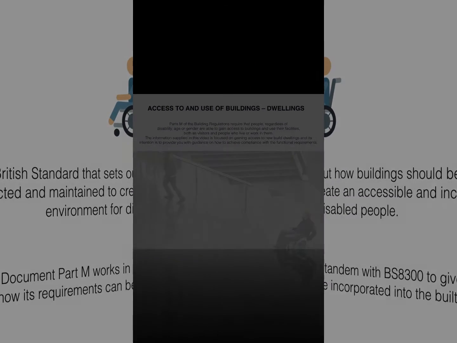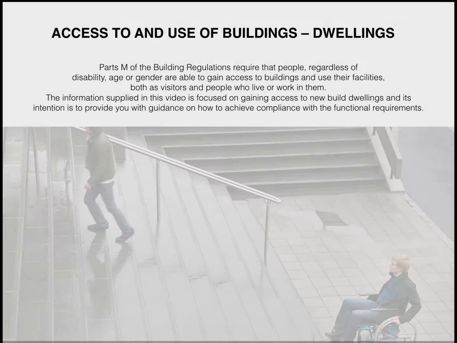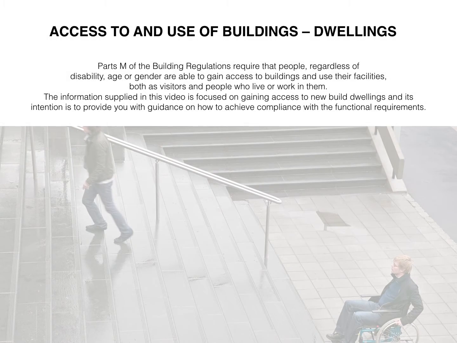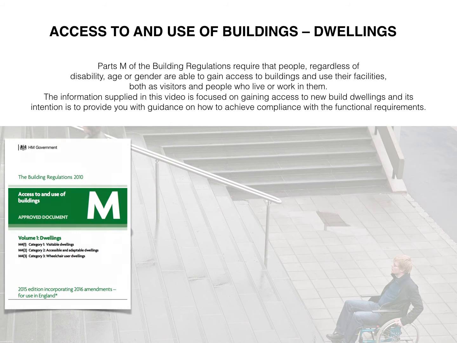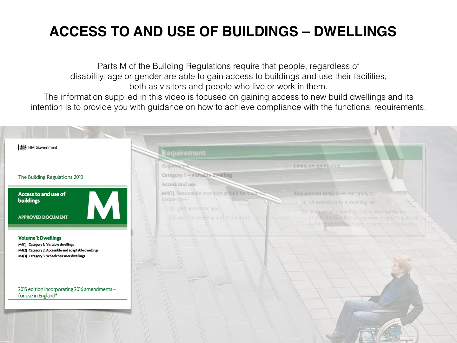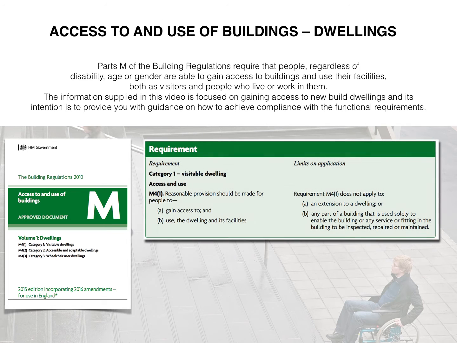Part M of the building regulations require that people, regardless of disability, age or gender, are able to gain access to buildings and use their facilities both as visitors and people who live or work in them. The information supplied in this video is focused on gaining access to new build dwellings, and its intention is to provide you with guidance on how to achieve compliance with the functional requirements.